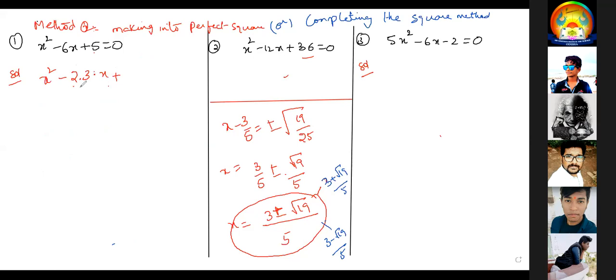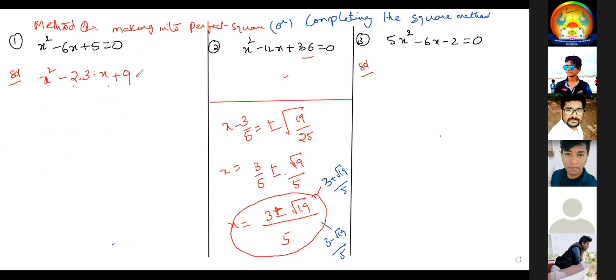What is the 3 square? No, sir, it's 9. Telling number three. That number you should add and you should subtract, and my 5 is as it is.